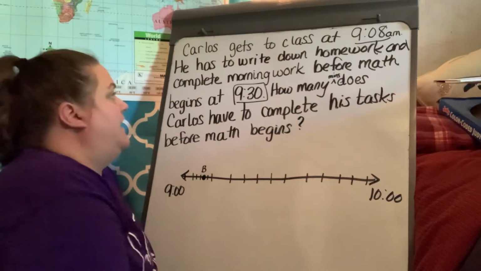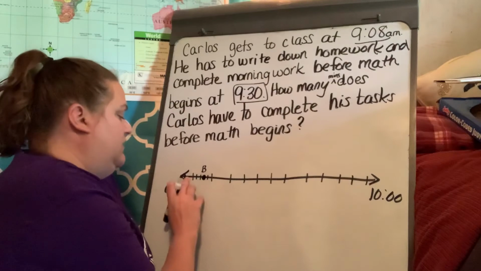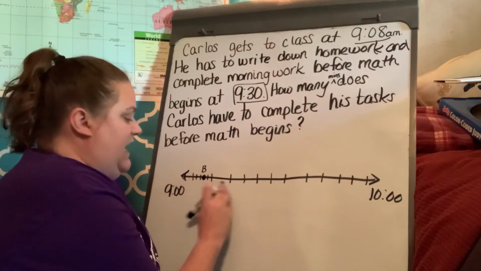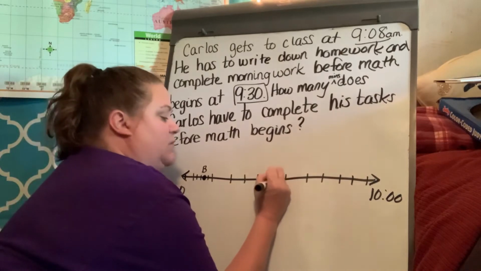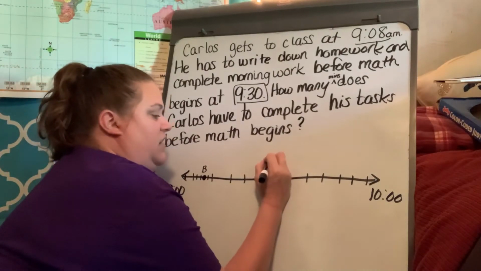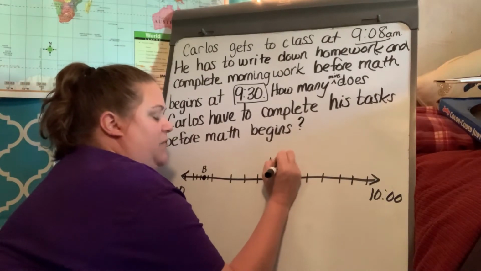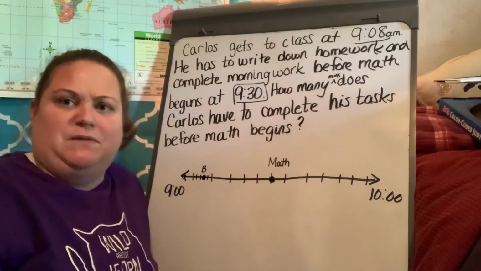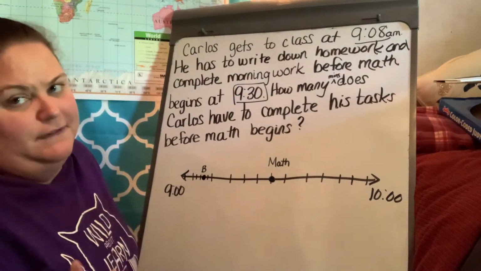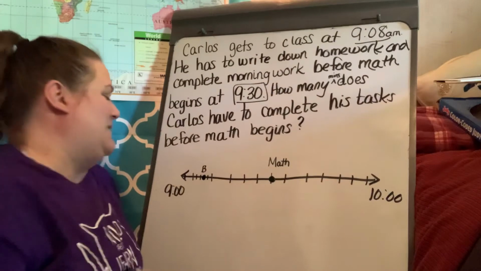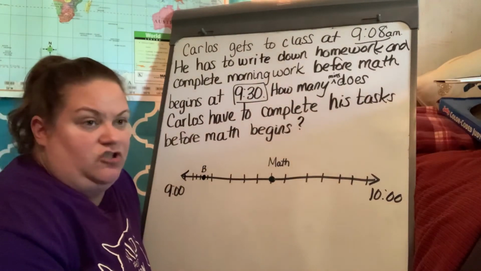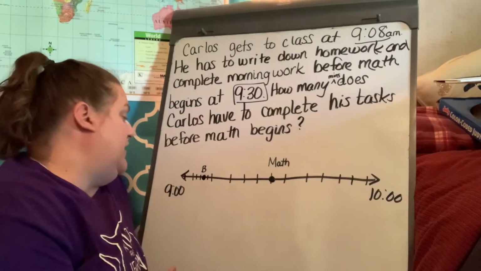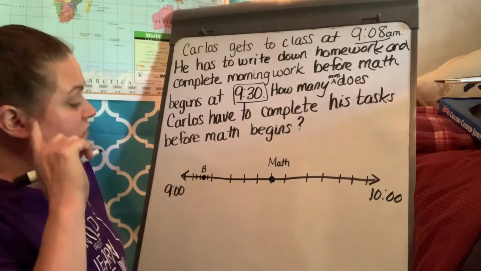Then we know that he has until 9:30. So this is 5, 10, 15, 20, 25, 30. This is when he has until. So this is math time. So he has to stop at 9:30. Plus he doesn't have any time to pick up either, because we all know that takes us a few minutes. But, so we're going to jump in intervals. So you can do this a number of ways.